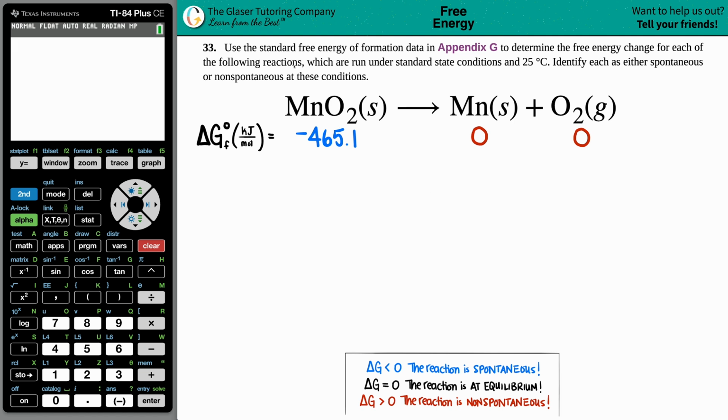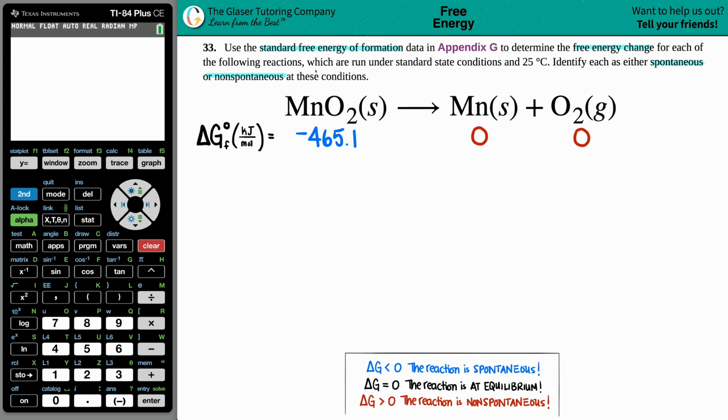Number 33. Use the standard free energy of formation data in Appendix G to determine the free energy change for each of the following reactions, which are run under standard state conditions at 25 degrees Celsius, and then identify as either spontaneous or non-spontaneous at these conditions. Okay, so we have our first reaction, which is MnO2 solid, which will yield Mn solid plus O2 gas.